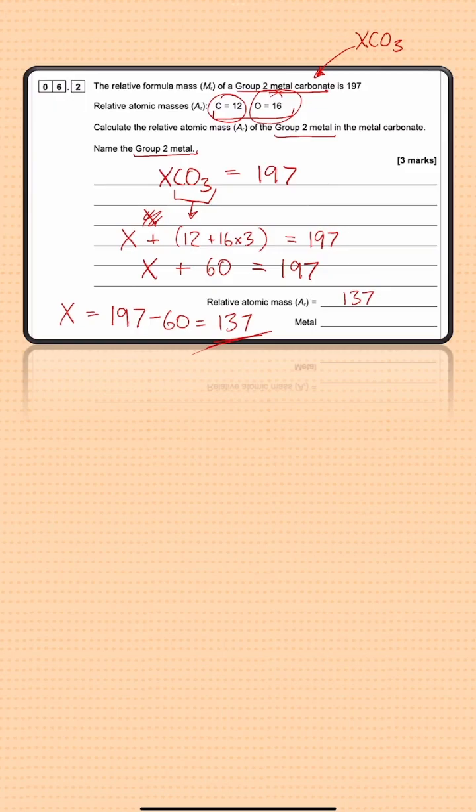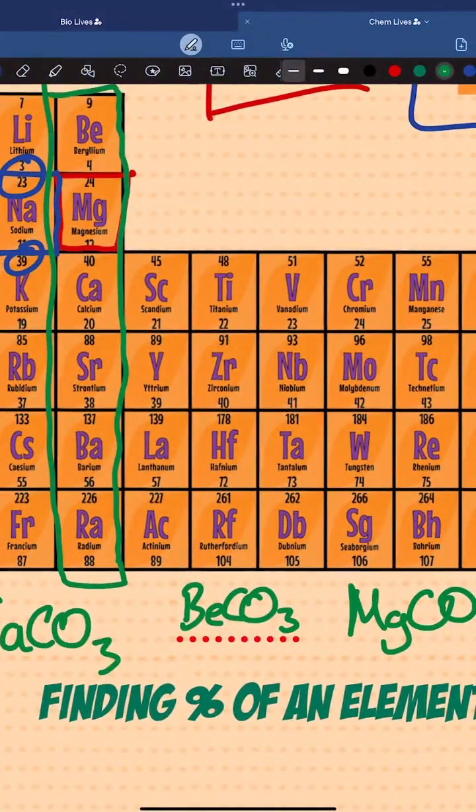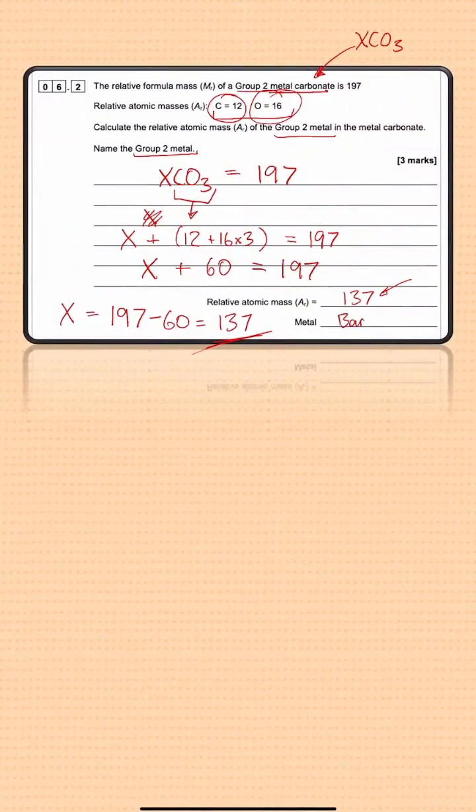And then we need to find out what metal that is. So what you need to do now is look at your periodic table and find out which element has a relative atomic mass of 137. It's going to be one of the ones in group 2. So let's quickly look at a periodic table. We got 9, 24, 40, 88. It's going to be this one, 137. So the answer is barium. So the metal that's present there is barium.